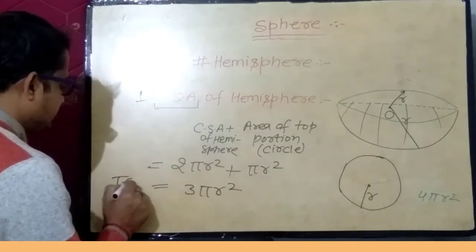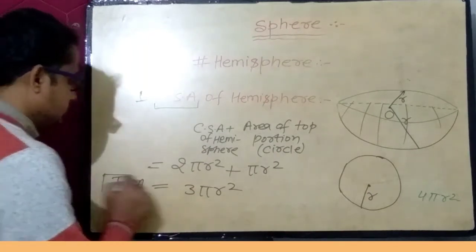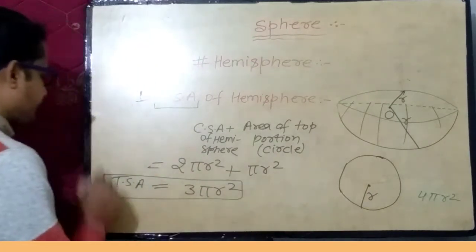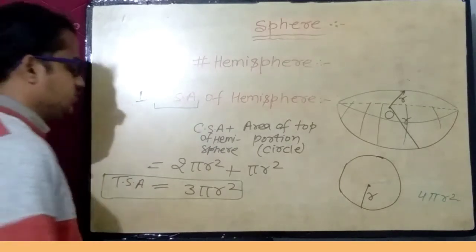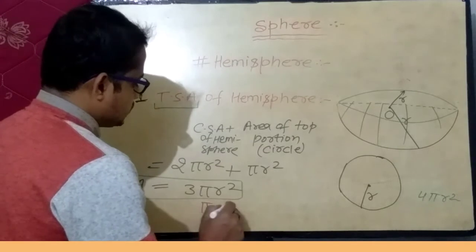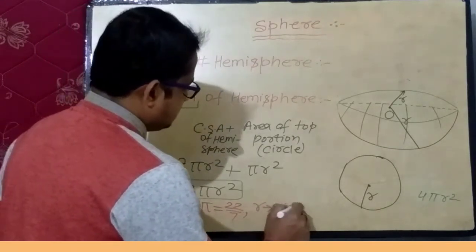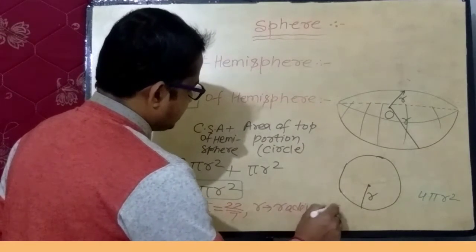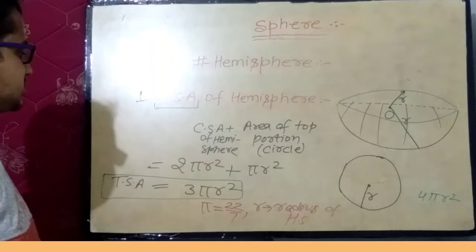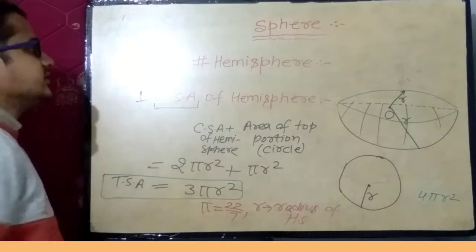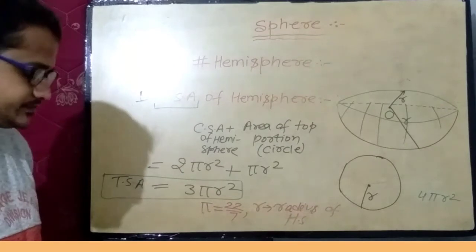So TSA of hemisphere equals to 3 pi r square, where r is radius of circle and pi equals to 22 upon 7. R is radius of hemisphere. So by using this formula you can calculate the total surface area of a hemisphere.